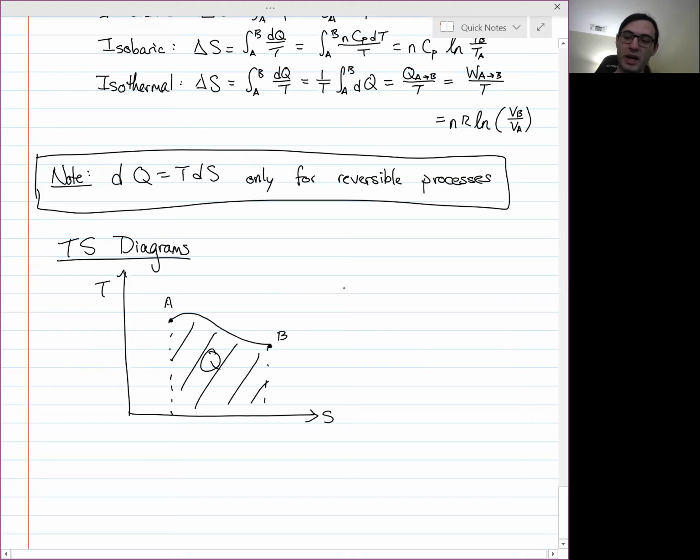So Q from A to B is equal to an integral from A to B of dq, which is just the integral, you're integrating over S_A to S_B of T dS.